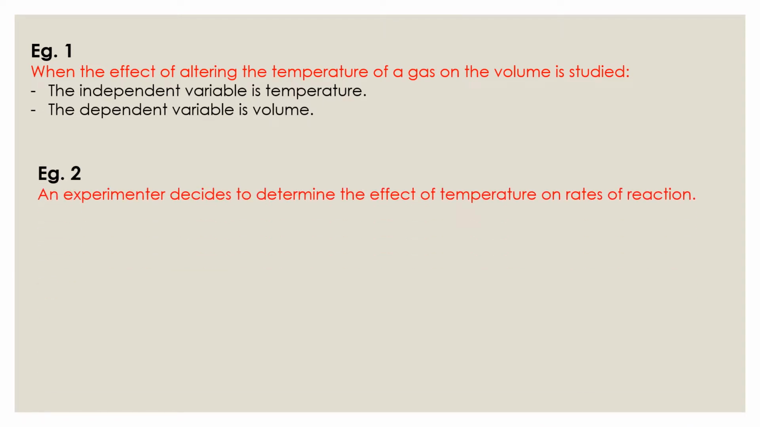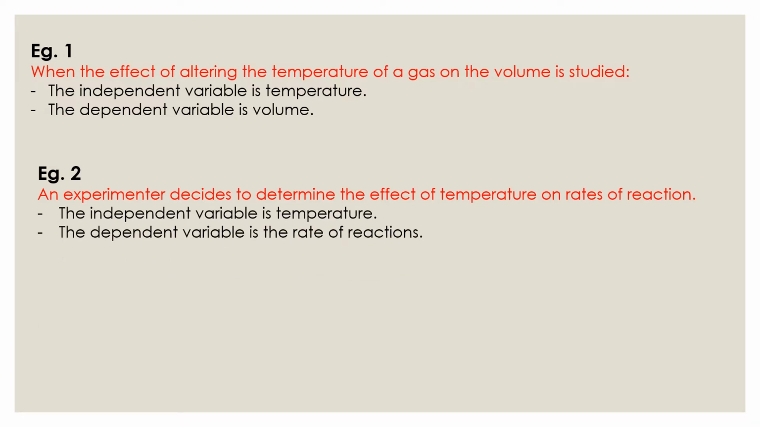Example 2. There is an experiment which is used to determine the effect of temperature on the rate of a reaction. So what is dependent on what? The rate of a reaction depends on the temperature. Temperature doesn't depend on the rate of a reaction. Temperature is independent, so temperature is the independent variable, while the rate of a reaction will be the dependent variable. So when we plot the graph of these two examples, we will have the temperature going on the x-axis and the volume or the rate of a reaction going on the y-axis.